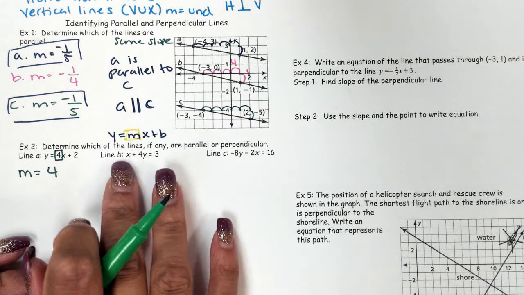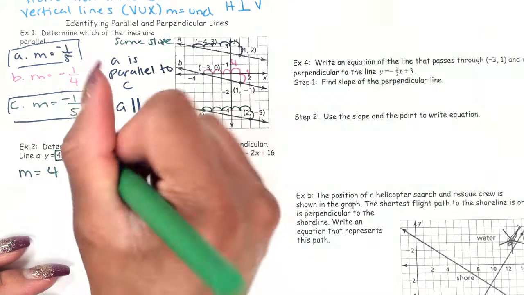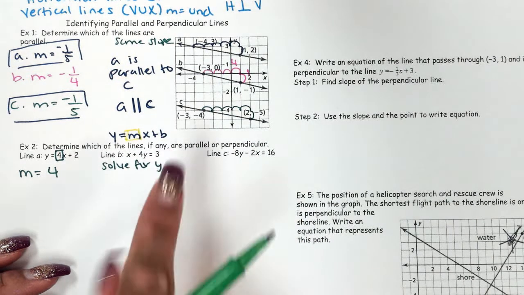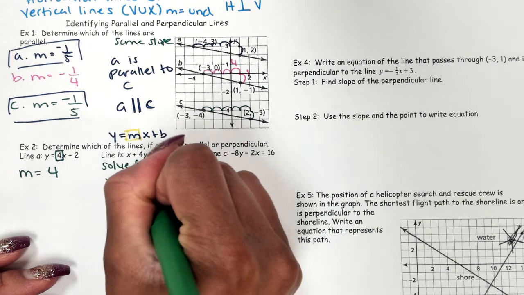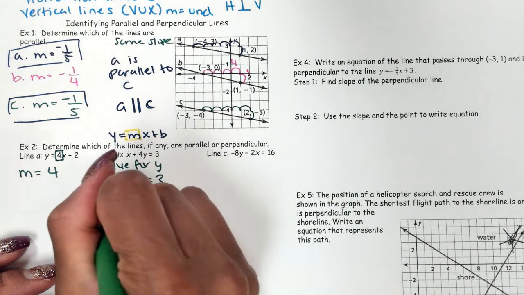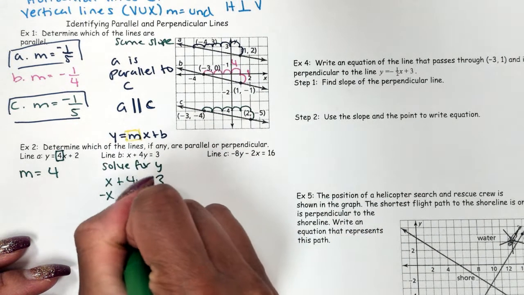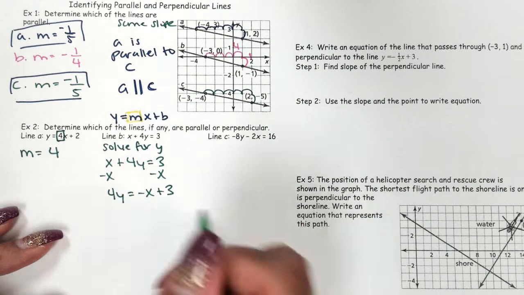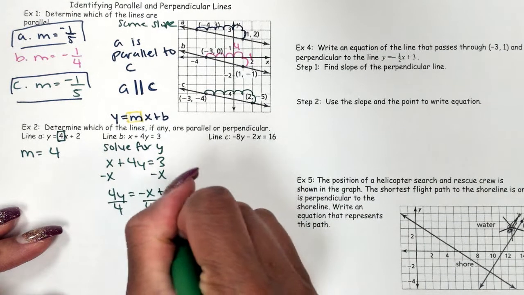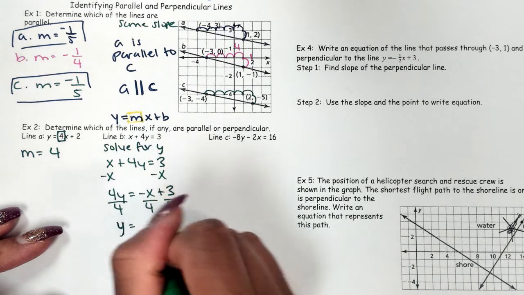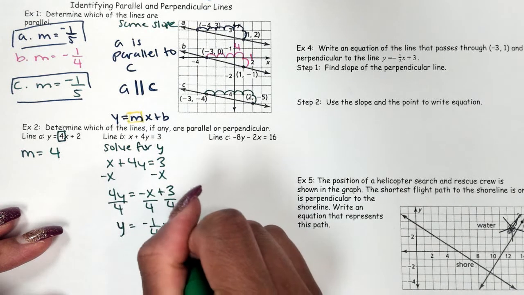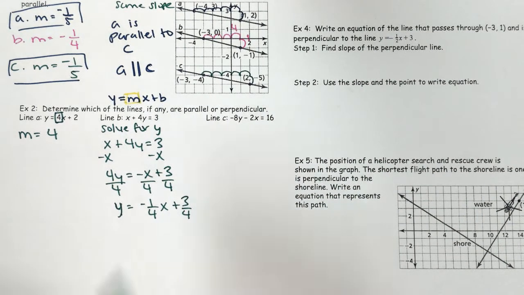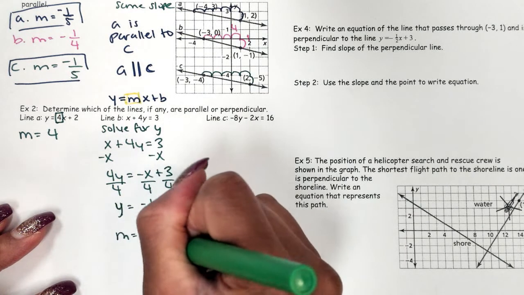Now for line B, it's in standard form. So if it's in standard form, I need to solve for y to make sure it's in slope-intercept form. So when I have x plus 4y equal to 3, I'm going to subtract x from both sides. So then I have 4y is equal to negative x plus 3, and then I'm going to divide each term by 4. So now I have y is equal to negative 1 over 4x plus 3 over 4. And identifying our slope, it is negative 1 over 4.